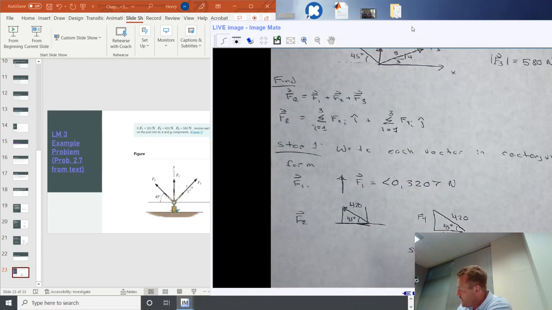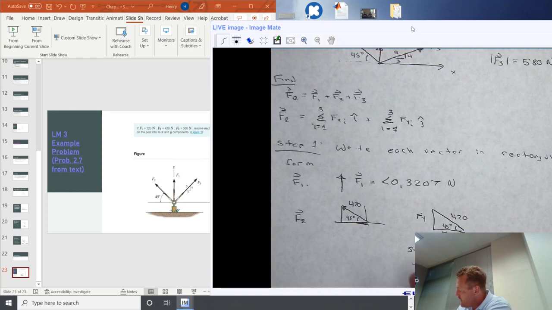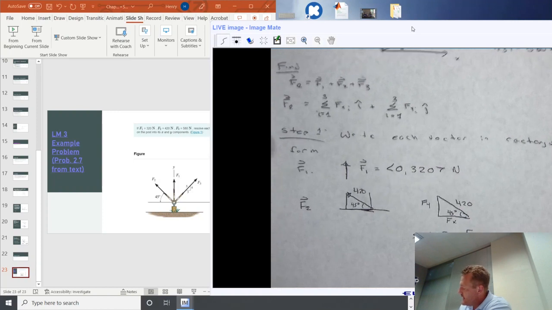Sine of 45 is Fy divided by 420, which means that we can define what we're calling Fy here is just taking 420 times the sine of 45. And in a similar fashion, we could find Fx by just taking 420 times the cos of 45. But what are we going to need to correct?